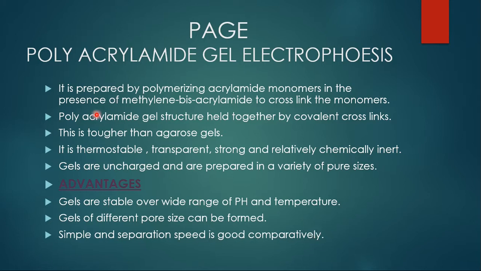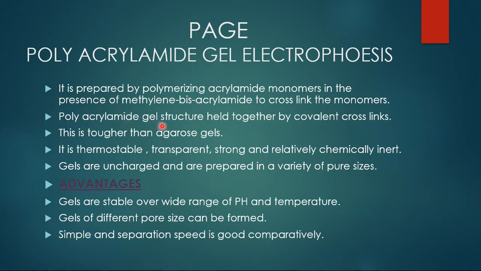And this gel is prepared by polymerizing acrylamide monomers in the presence of methylene bis acrylamide to cross-link the monomers. That means this compound, methylene bis acrylamide, is going to link the monomers together, forming a long chain, which is called polymerized acrylamide, that is polyacrylamide gel. Okay, electrophoresis is the technique that we are using, and the gel name is polyacrylamide gel.